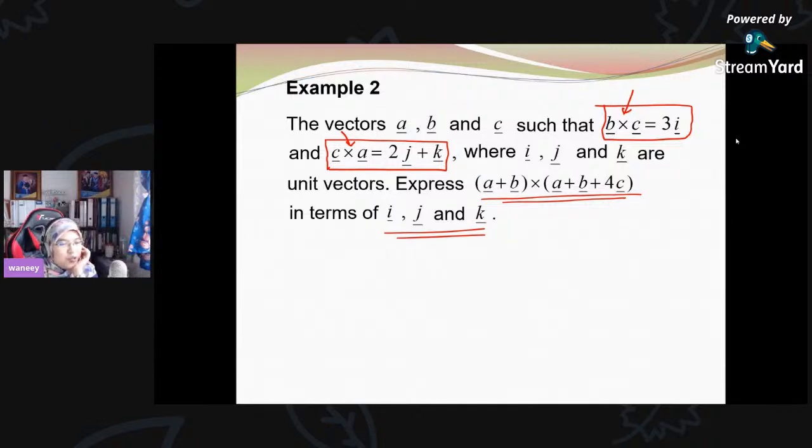Siapa yang dah dapat jawapan tu boleh lah kalau nak tulis kat bahagian chatting tu. Tak adalah kebosanan sangat. Ada yang dah dapat jawapan? One more minute to go.